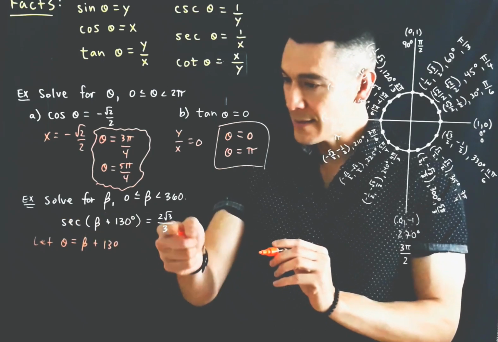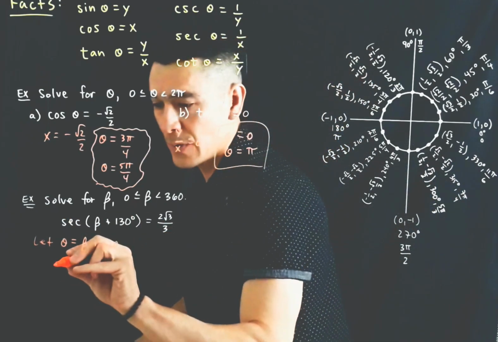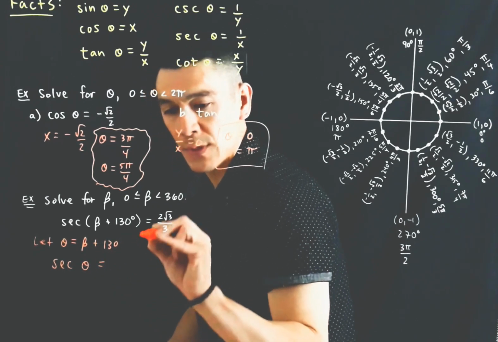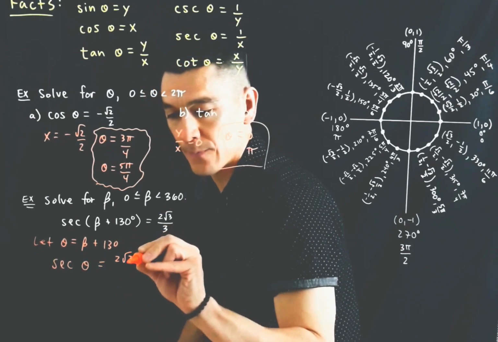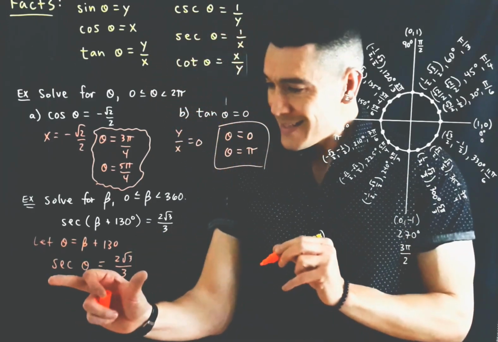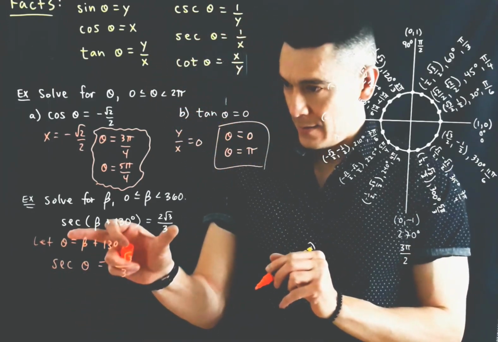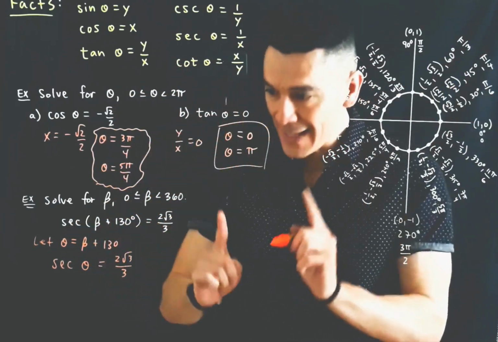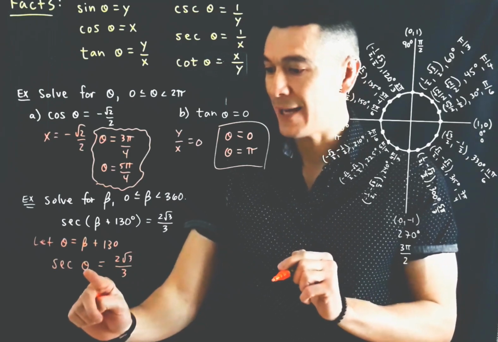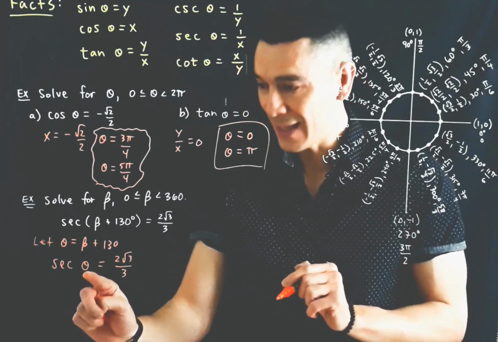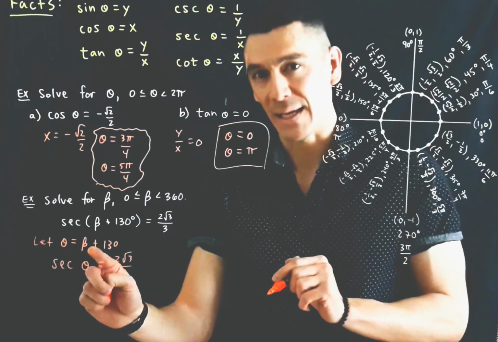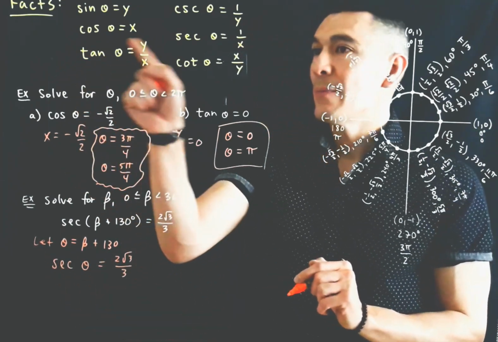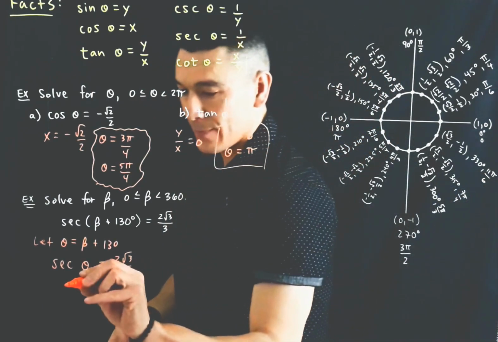Okay, now let me rewrite this in terms of theta. So the original equation would say secant of theta equals 2 square root 3 over 3. This is easier to look at than this. But bear in mind, the overall goal is to find the value of beta. But for right now, I'm trying to find theta. Once I know theta, I can go and find beta. So let's see how to solve this equation. Secant of theta can be replaced by 1 over x.